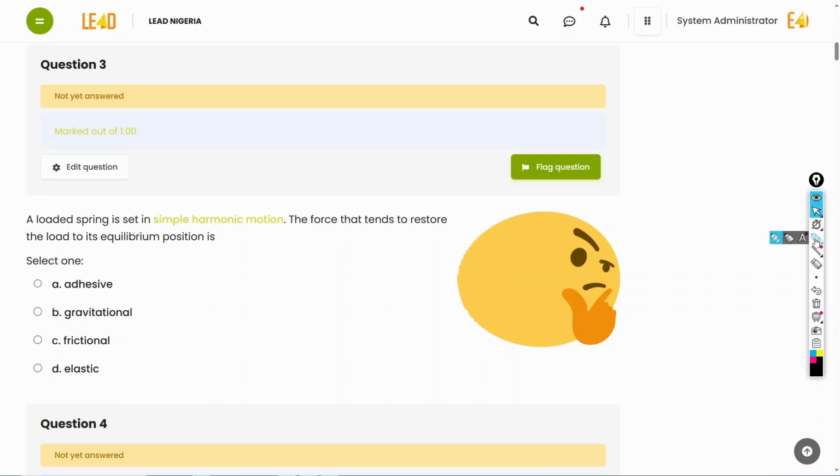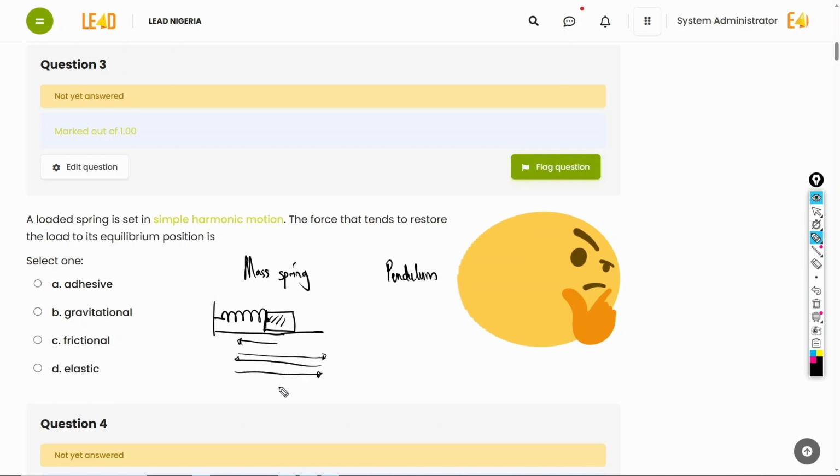So there are 2 major systems for simple harmonic motion. We have the mass spring, and then we have the pendulum. In the mass spring, there is a mass attached to a spring, and then that mass is initially pushed or pulled, and because of that it begins to go back and forth and back and forth, and that's the simple harmonic motion system.